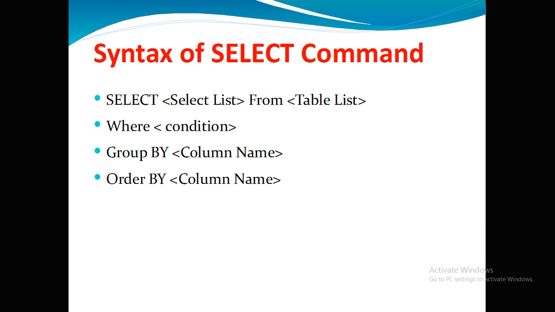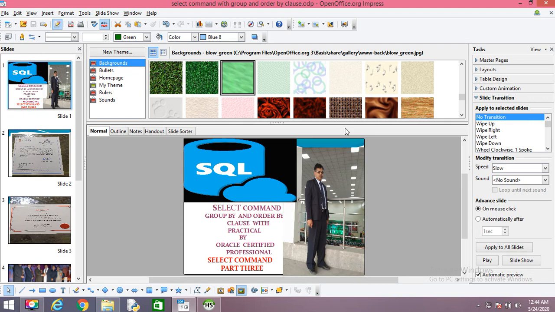Now for grouping the records we require some column by which I can group the records. And next is the order by clause. The order by clause is for arranging the records either in ascending or descending order. Now we can start with one example.